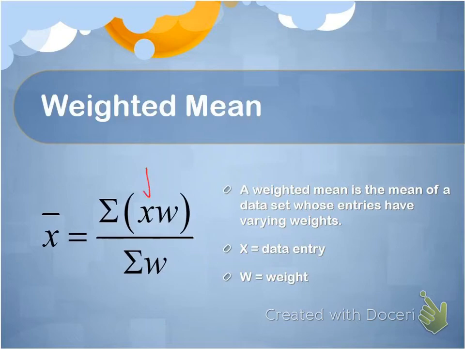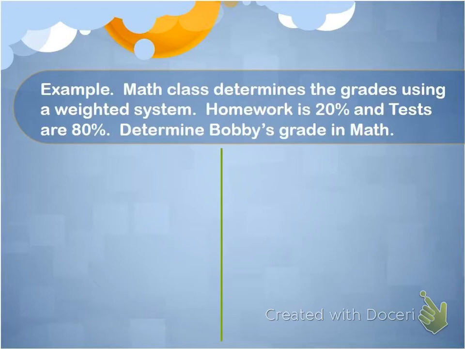Well, we take each data point, we multiply it by its weight, okay? And then we do that for each data point, and then we add up all of those products. That sigma sign means sum, right? And then we take that sum and divide it by the sum of the weights. So if we're going to, say, calculate a grade, right?